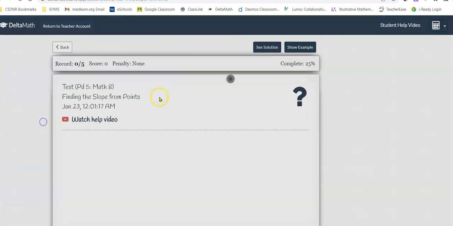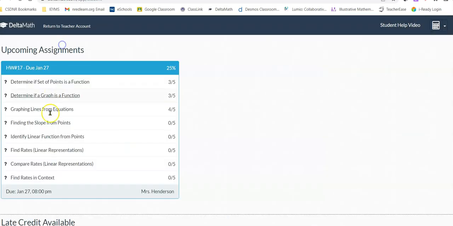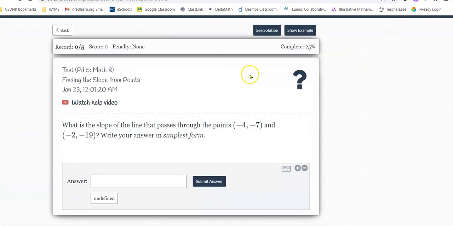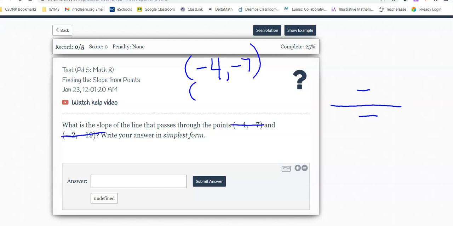Next lesson, finding the slope from points. So you're going to need to get your calculator out. You're going to set up your giant subtraction fraction. You're going to look at your two values. I'm going to write these points right up here. And you're going to put these in your subtraction fraction. Y minus y over x minus x.